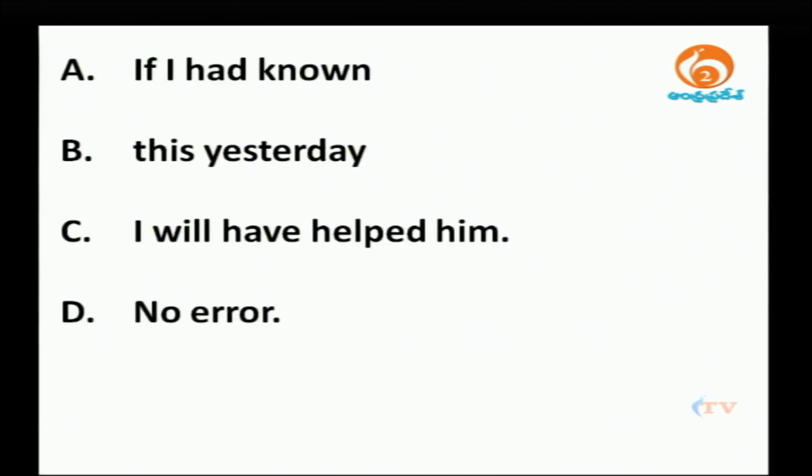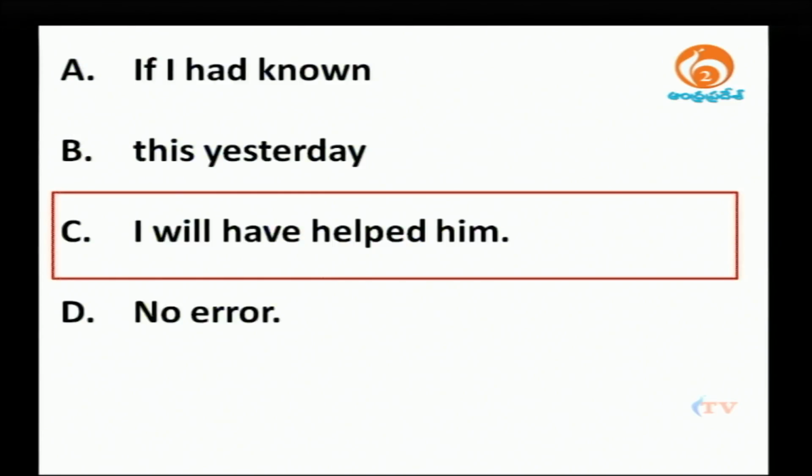If I had known this yesterday, I will have helped him. Very easy, you can identify which stem has the error. Of course, option C is where the error is. If you look at the beginning of this sentence, it says if I had known this yesterday. Now, yesterday is past tense. I can't use a future tense in the same sentence, right? So, it should be I would have helped him. That's why C is the answer where there is an error.